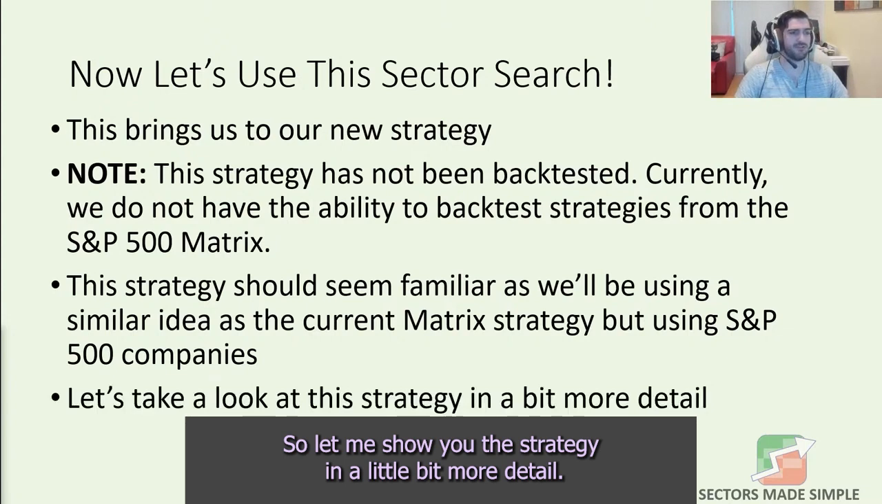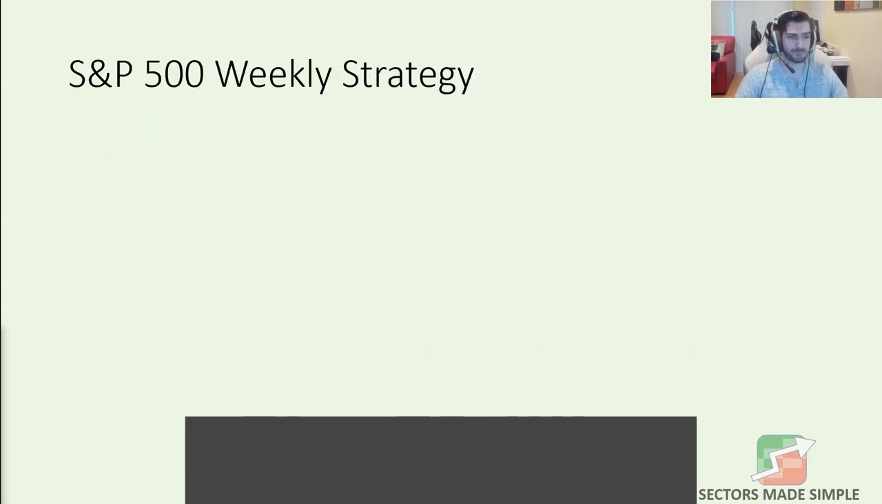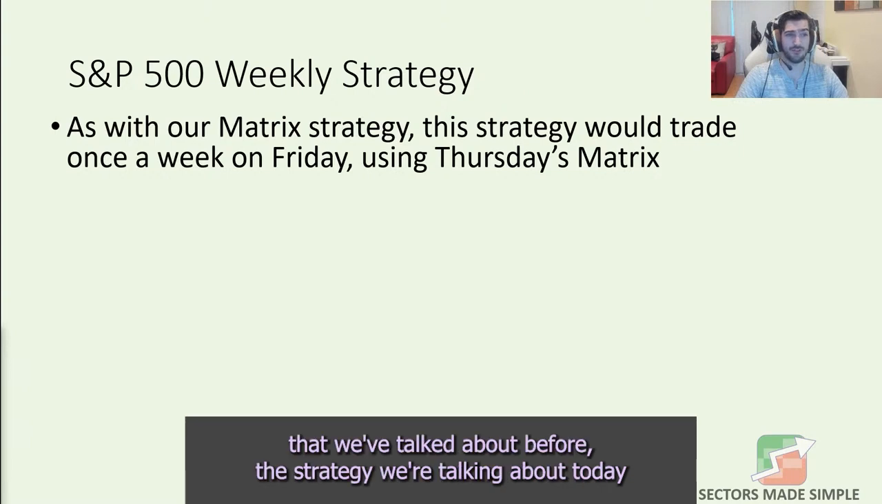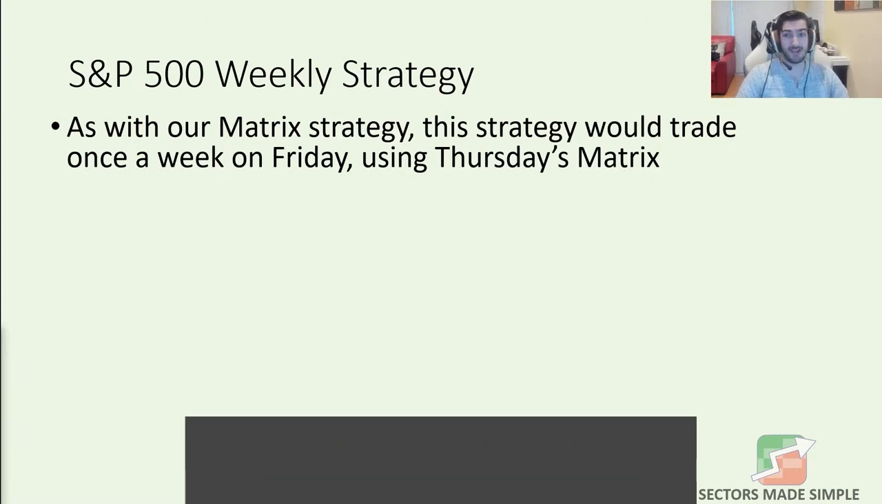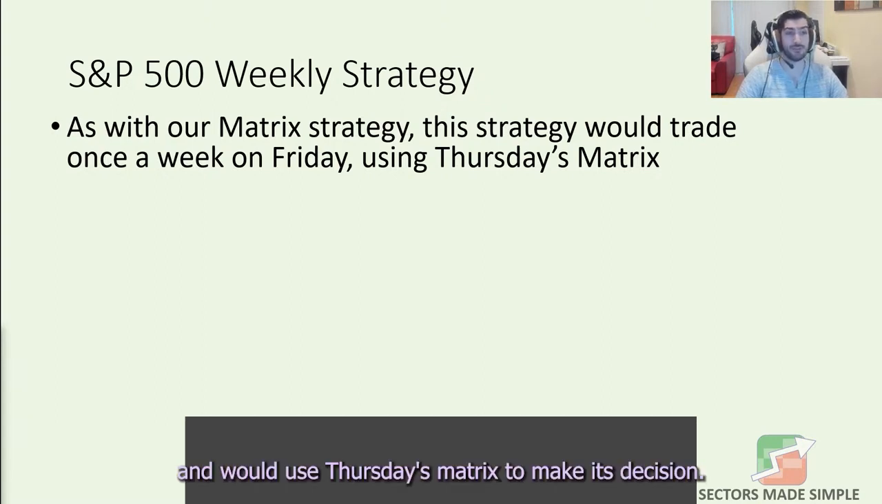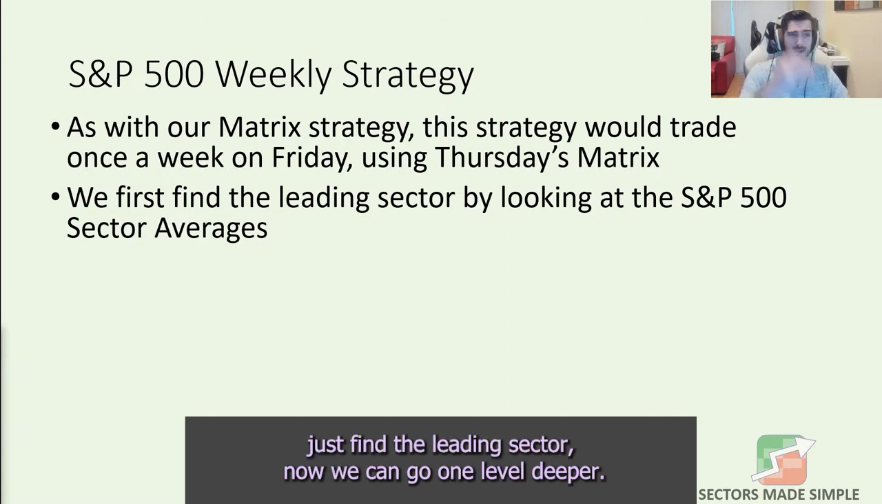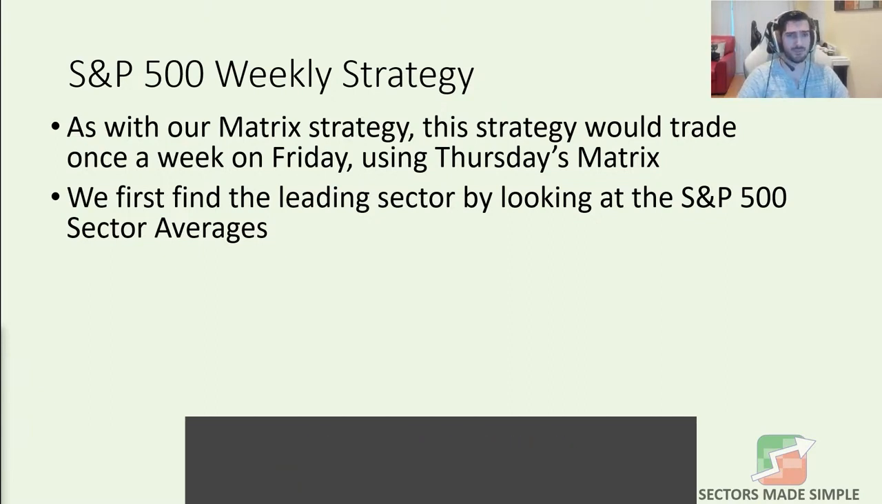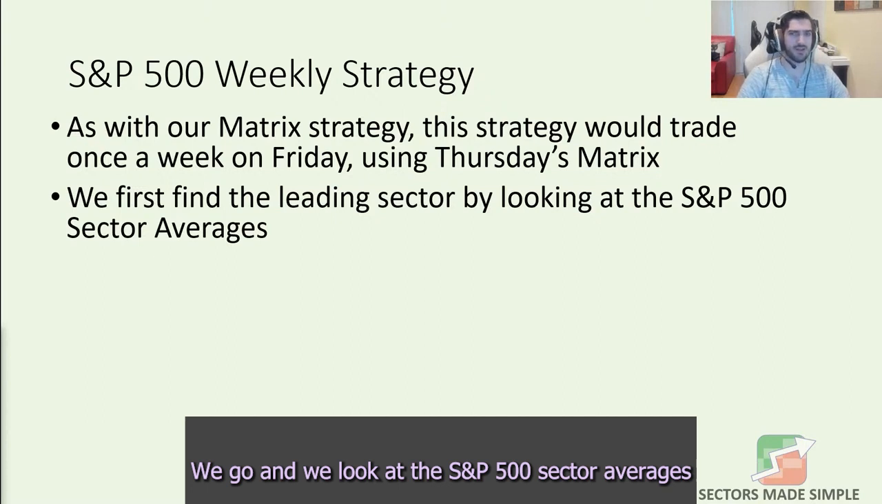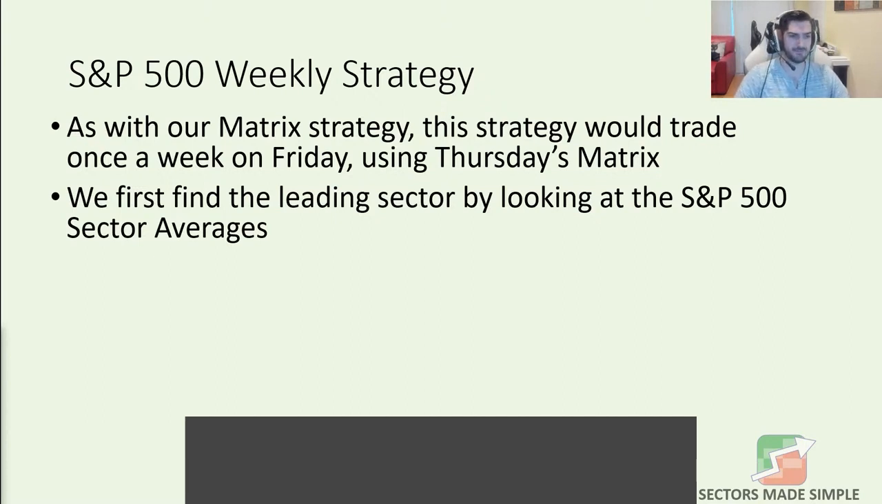So let me show you the strategy in a little bit more detail. Just like our matrix strategy that we've talked about before, the strategy we're talking about today would trade once a week on Fridays and would use Thursday's matrix to make its decision. First thing we do, instead of trying to just find the leading sector, now we can go one level deeper. We go and we look at the S&P 500 sector averages, and we find the leading sector for X count.